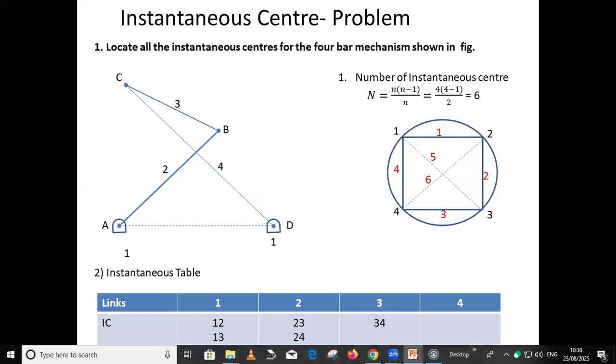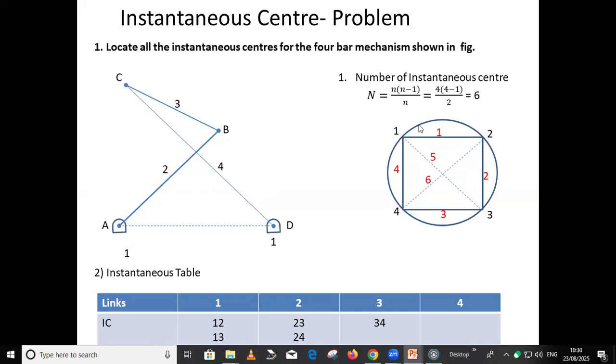Suppose we have this kind of arrangement. Now how can we locate the ICR? Just find out first the number of linkages available for the given configuration. So we have link 1, 2, 3, 4. We can first go with the calculation, that is, how many ICRs are required to determine the motion. So we have 4 into 4 minus 1 upon 2. It has 6 ICRs.